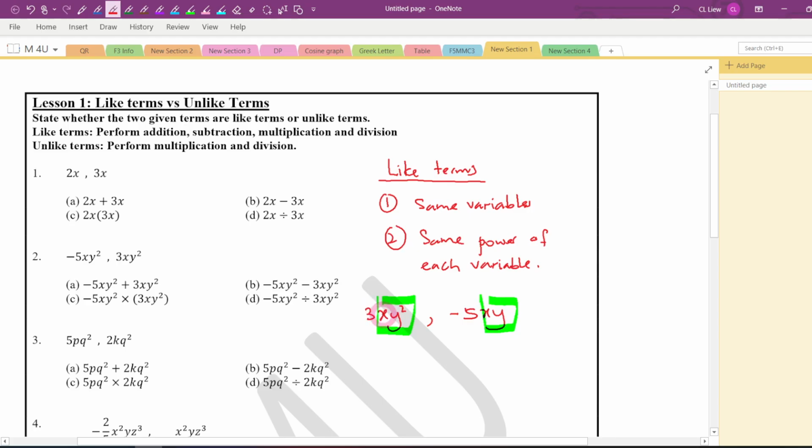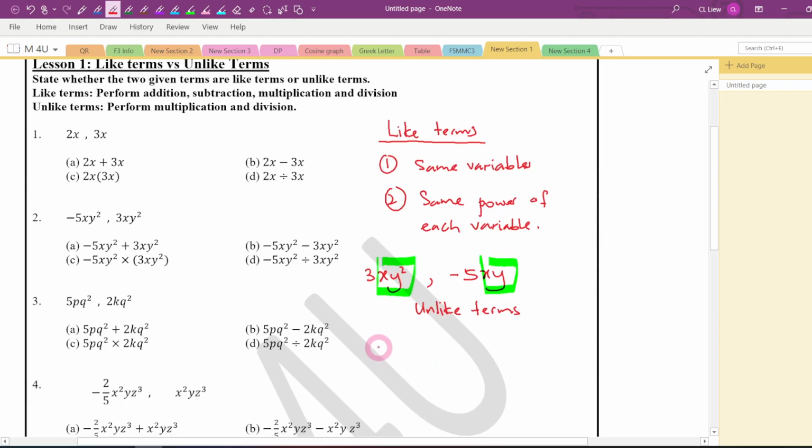Now you'll notice that the variables here are x and y, the variables here are also x and y, but you will notice that the power of y here is 2, but the power of y here is 1. Different power, right? Therefore, we can make a conclusion that these two are unlike terms.